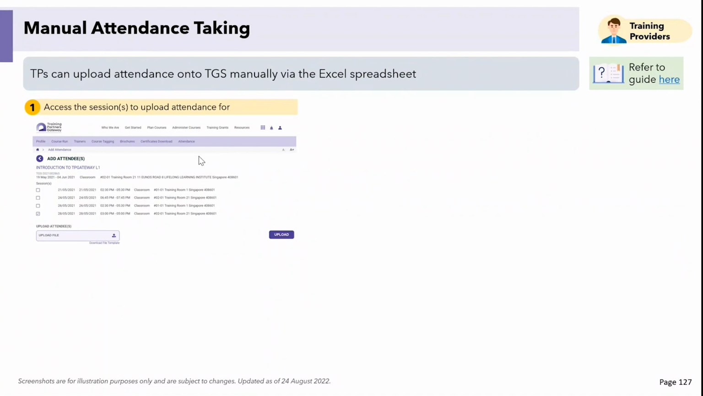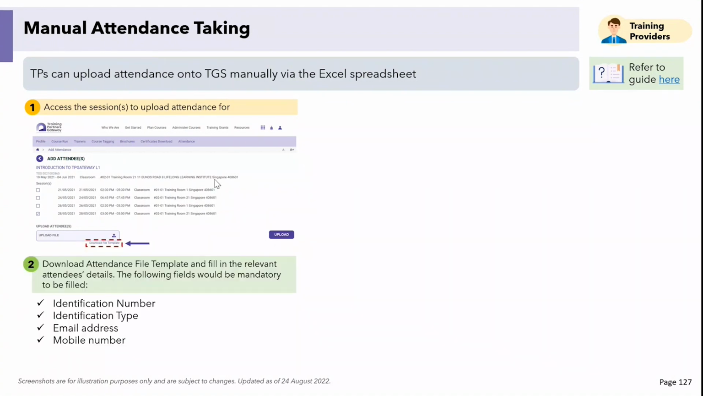So after you select the relevant session or sessions, download the attendance Excel file template located here and fill in all the relevant trainee details. Not to worry, we will walk you through the Excel template shortly. Also note that the identification number, identification type, email address, and mobile number will be mandatory fields.